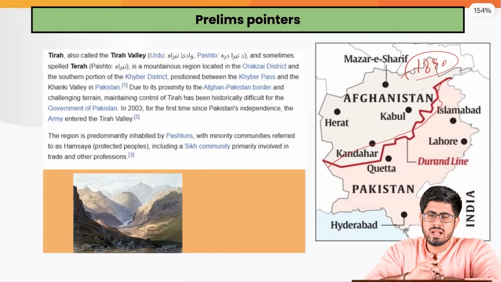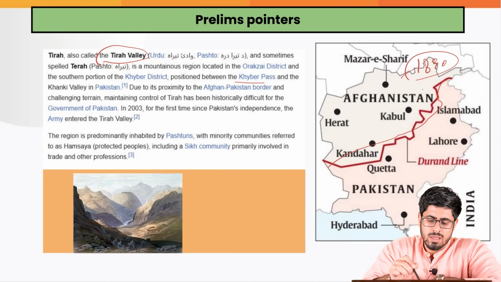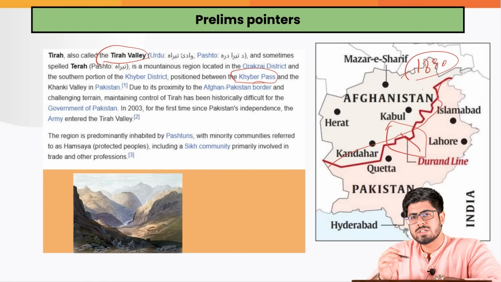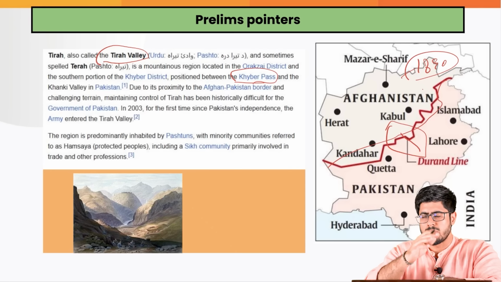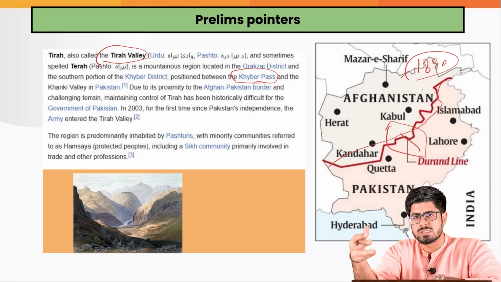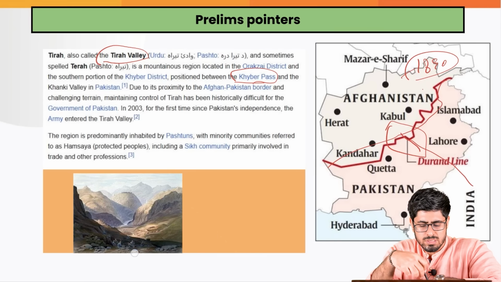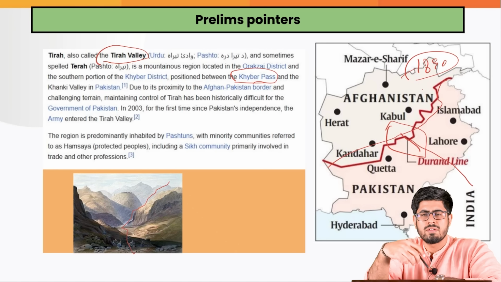Now what is this Tirah? Tirah is basically a valley in the Khyber district of Khyber Pakhtunkhwa province of Pakistan, which is located near the Khyber Pass. Khyber Pass, which is located somewhere here, has been the major entry point for invaders to India. From Muhammad Ghori to Muhammad Ghaznavi, all of them entered India majorly through this Khyber Pass because it provides them access across these high mountains. This is Tirah Valley for you.